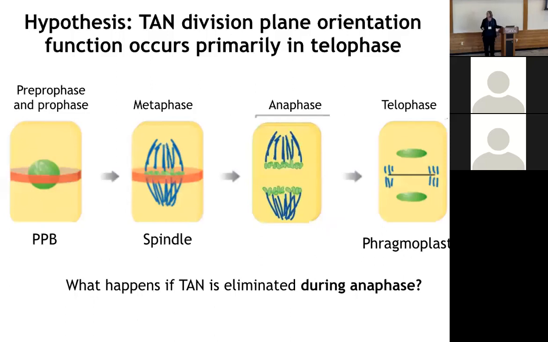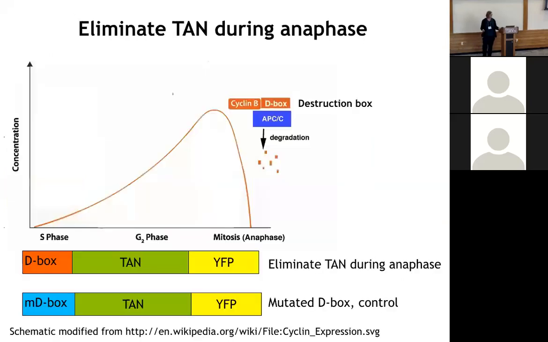So one of the ways that we tried to address this was a molecular trick to remove tangled exactly at this stage of the cell cycle, during anaphase. The idea is we have tangled, it co-localizes with the pre-prophase band, that's nice, but if we can eliminate it during anaphase, then we'll be able to see what role it plays during telophase when the phragmoplast is expanding. This is when we see our problem. The idea is, of course, that then we would see misoriented phragmoplasts, and this would phenocopy. This would look the same as the tangled mutant.